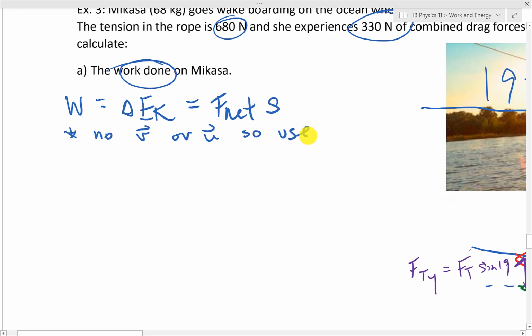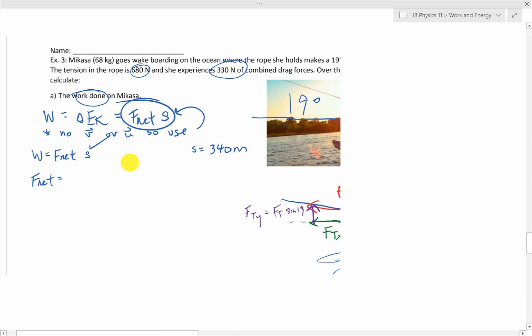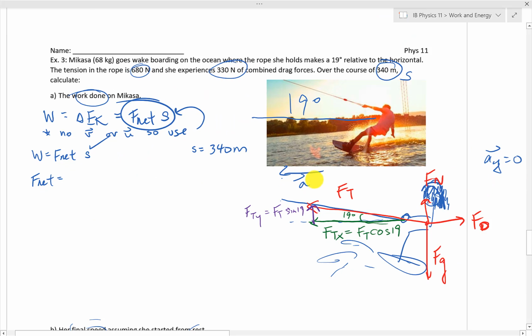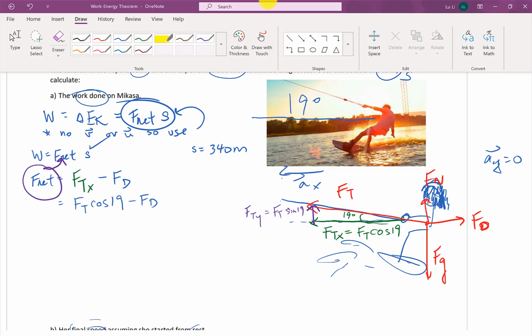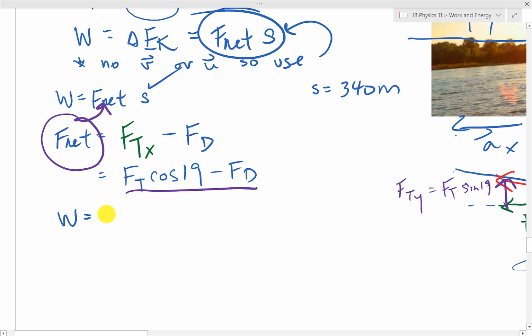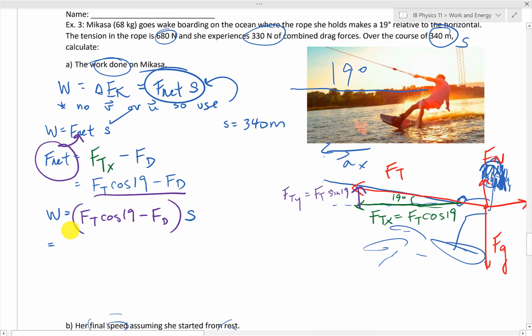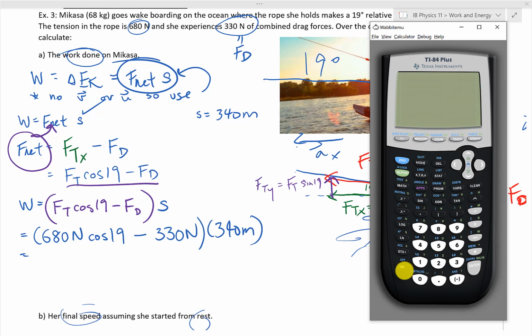So to find the work done on Mikasa, we can either use the change in kinetic energy or F net times displacement. But since we don't have final or initial velocity, we are going to use F net times S instead. We have the S, we need to find the F net along the x direction. The acceleration in the y direction is 0, so just in the x direction we have Ftx minus the drag forces. So then we can plug that into our work equation. So our F net is going to be Ft cosine 19 minus the drag force, make sure you bracket that, times the displacement. We don't need the cosine again because we've already considered the net force along the horizontal direction.